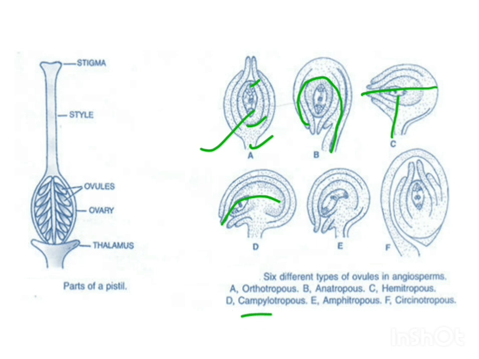Then curved ovule is called campylotropous. Then horseshoe shaped ovule, where the body of the ovule is curved as well as the embryo sac is curved, is called amphitropous or horseshoe shaped ovule. Then where the ovule is completely curved, it is called sarcinotropous, which is present in cactus.